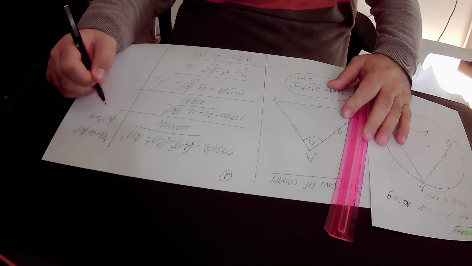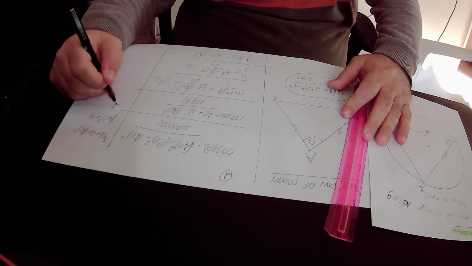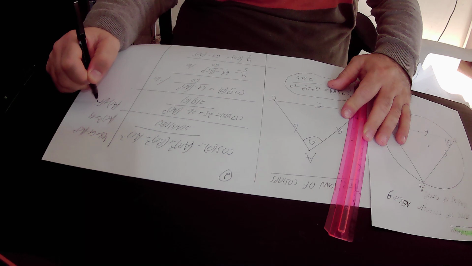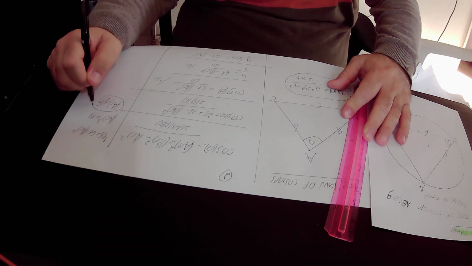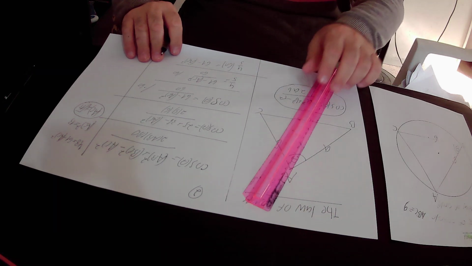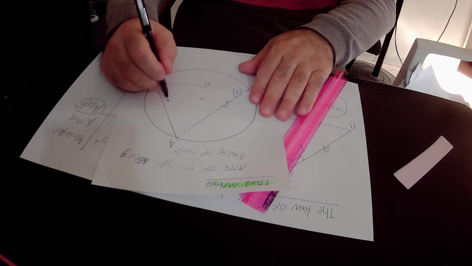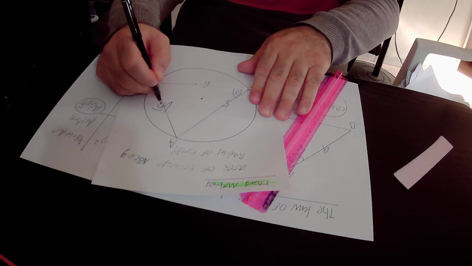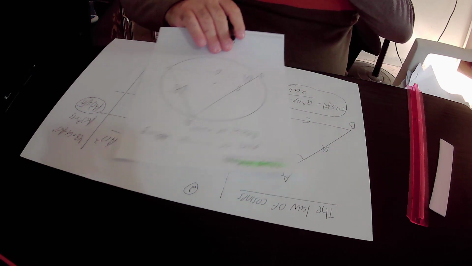So AC squared equals 13. We take a root of this equation and we get that AC equals the square root of 13 units. So you can write here that AC equals the square root of 13 units.